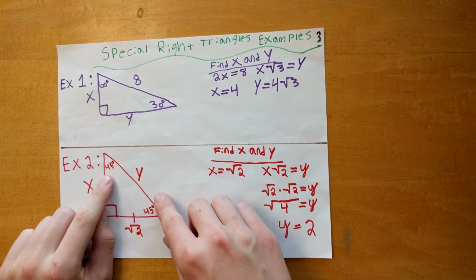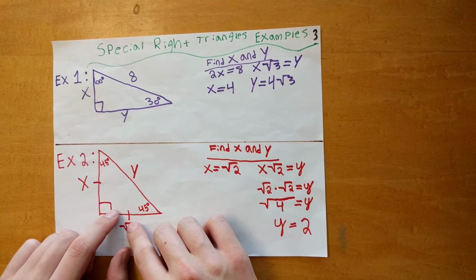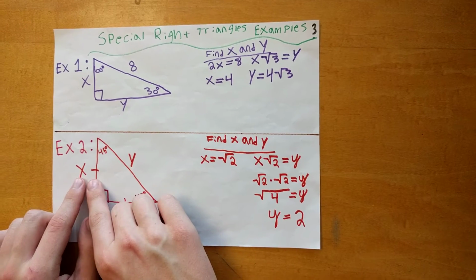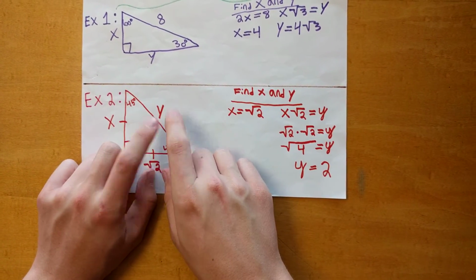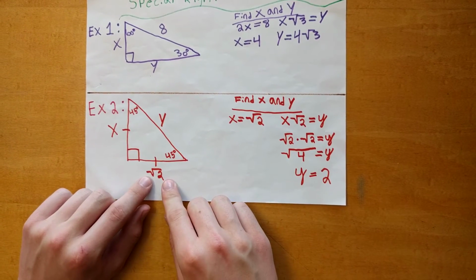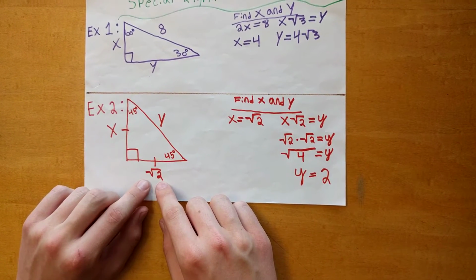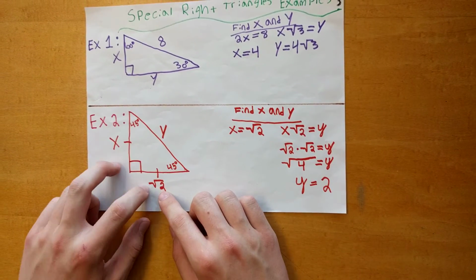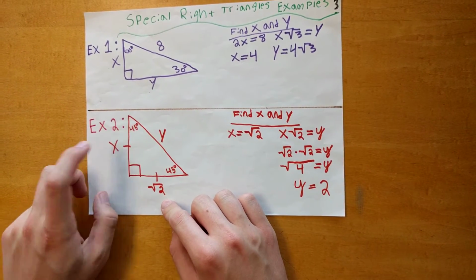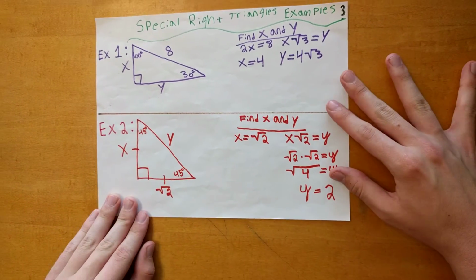For example 2, with the 45-45-90, we know that one of the congruent sides times square root of 2 is going to give us the hypotenuse. So in this case, one of the sides is actually the square root of 2. So it's going to be square root of 2 times square root of 2, which is going to give us 2. And then obviously, since these two are the exact same, it's going to be the square root of 2 as x as well.